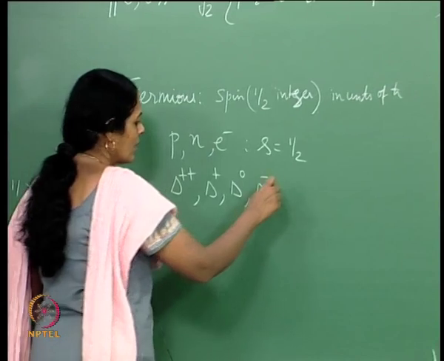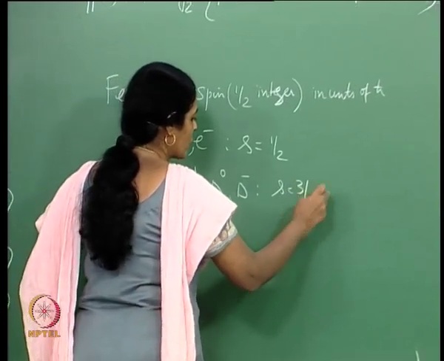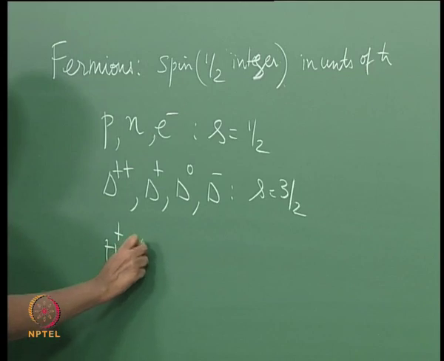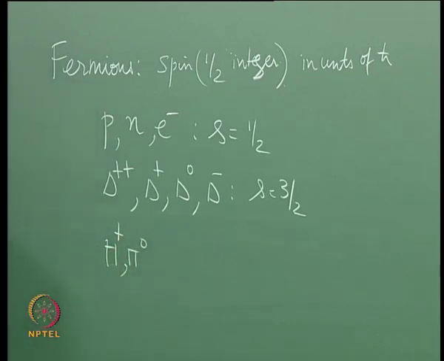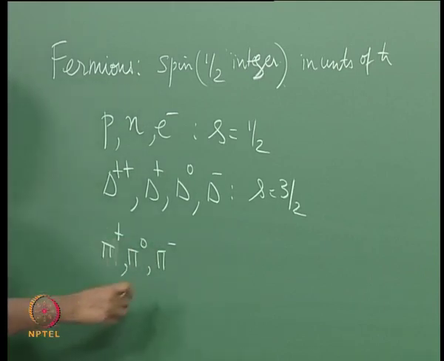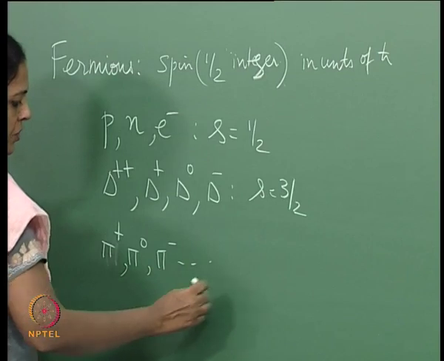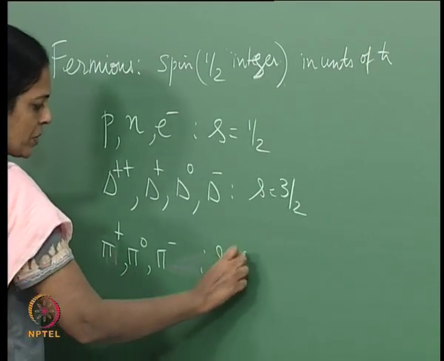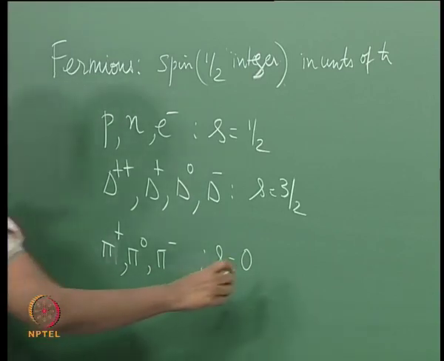Now, these have s equals 3/2 in units of h cross. So, these are spin 3/2 particles, examples of spin 3/2 particles. Then there is pi plus, the pions, pi 0 and pi minus. The suffix denotes the electric charge. There are many more particles, but these are examples of spin 0 objects. So, they are bosons.